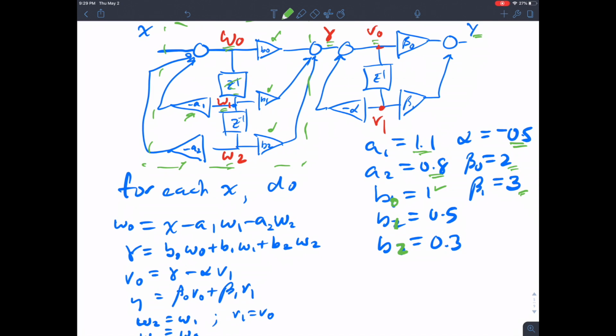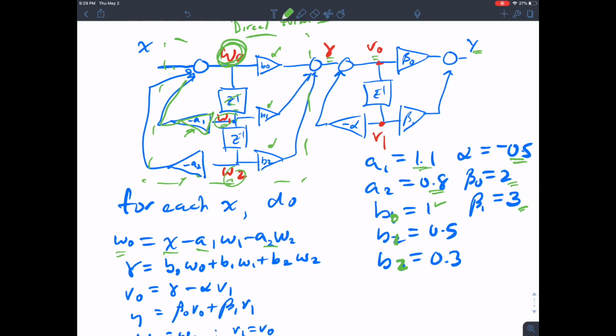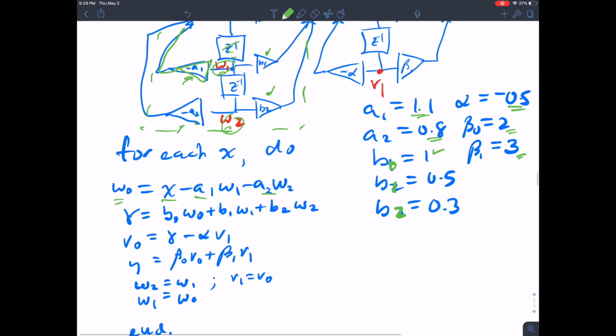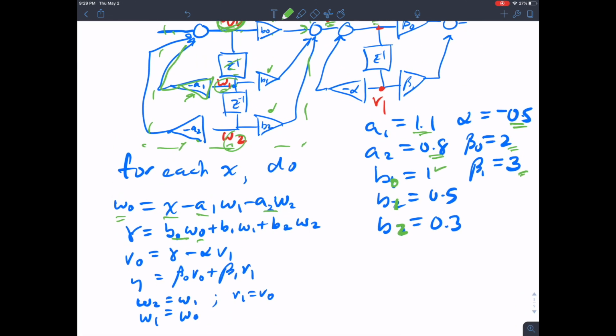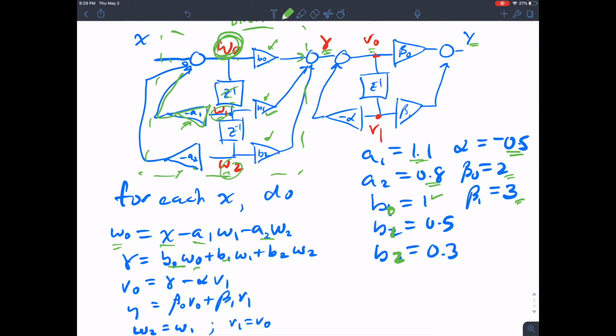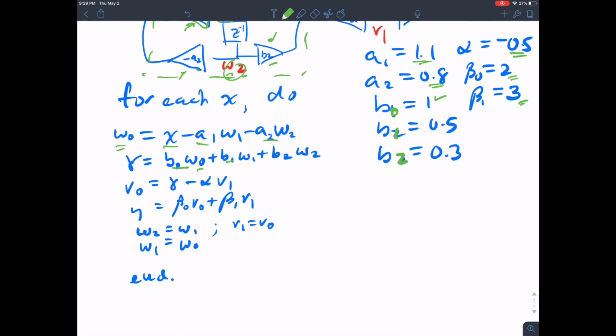Okay, so from there, you look at each summer. So W0 has this term, minus A1 times W1, W2 times minus A2, and X. All those things are coming in to W0. Okay, and then gamma has three things coming in it. It's got B0 times W0. It's got B1 here, times W1, and B2 times W2, all come into the gamma line.